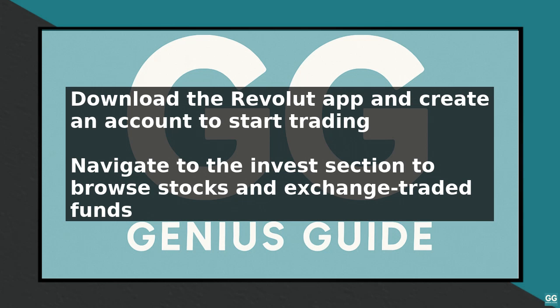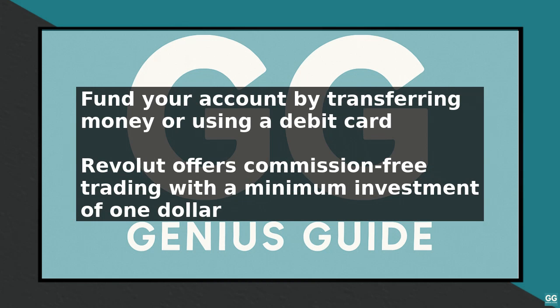To begin trading, you will need to fund your account. You can do this by transferring money from your bank account or using a debit card. The minimum amount required to start investing is $1, making it accessible to everyone. Revolut also offers commission-free trading, meaning you will not be charged any fees when you buy or sell stocks.